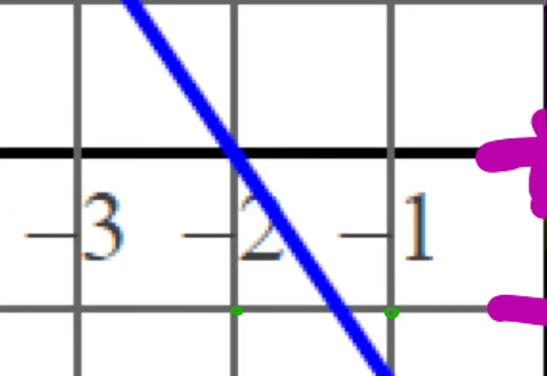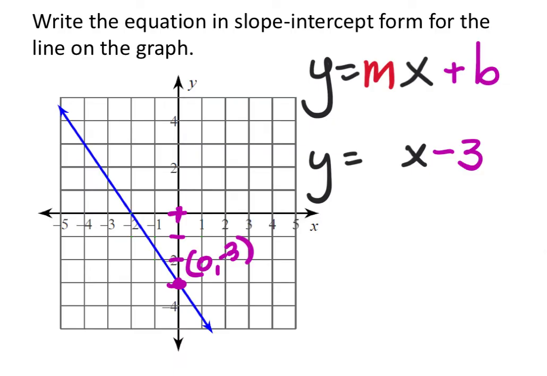Now, it does go through this point right here. See that right there? And we could find the actual value of that ordered pair. I'm not going to use that point because I'm kind of a math jerk that way. I'm going to use this one right here. Why am I using that point? Just to show you that it doesn't matter which 2 points you use.